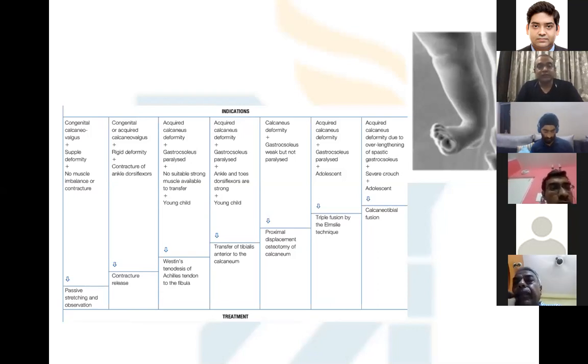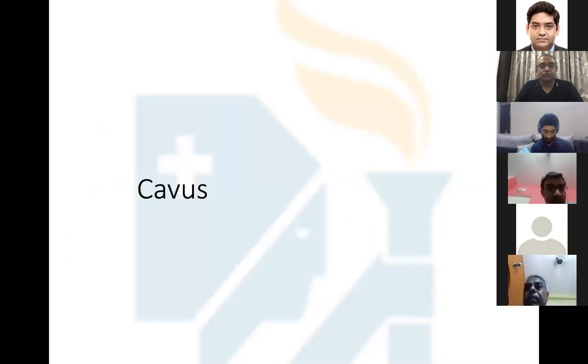And there are also various causes for acquired calcaneus deformity, where, depending on the amount of deformity, you have to go for osteotomies and tendon transfers. And at times, when it is an acquired calcaneus deformity in a slightly older child and it's very tight, sometimes we have to go for triple fusions also.